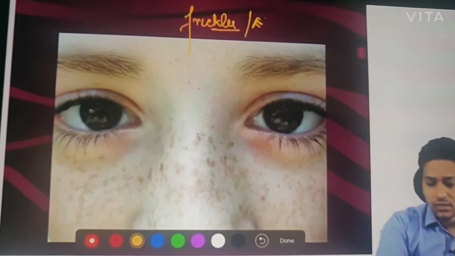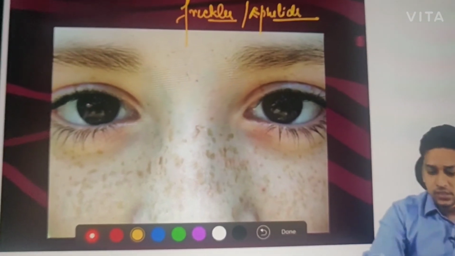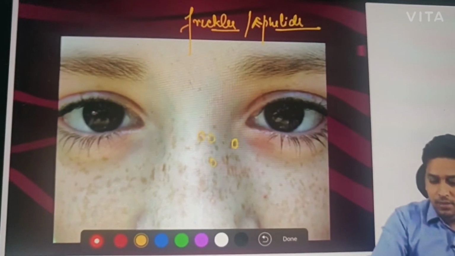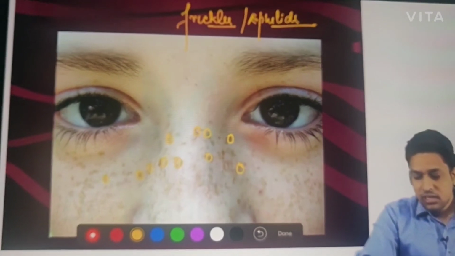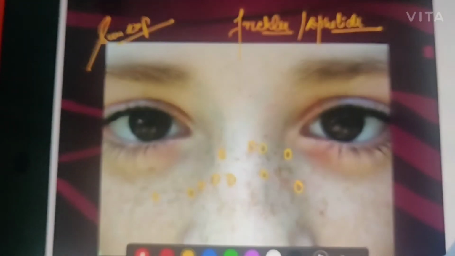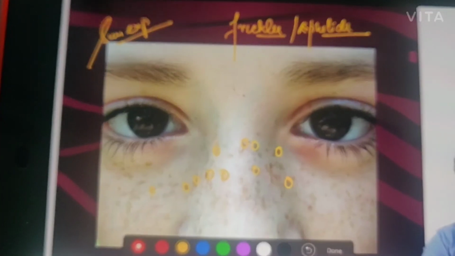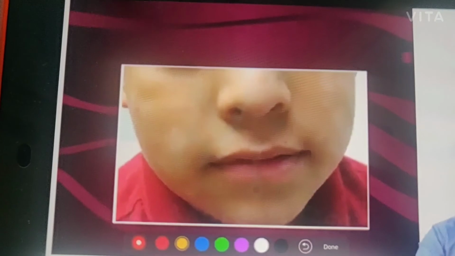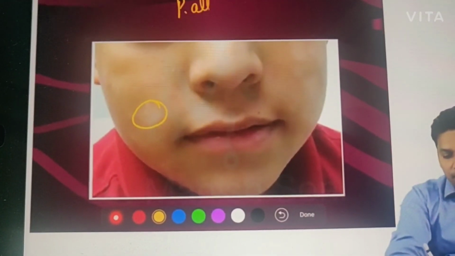Freckles, which are also known as ephelides. These are hyperpigmented lesions present over sun exposed sites, and they are commonly seen in fairer skin individuals, like individuals in Western countries. And these hypopigmented lesions are lesions of pityriasis alba.